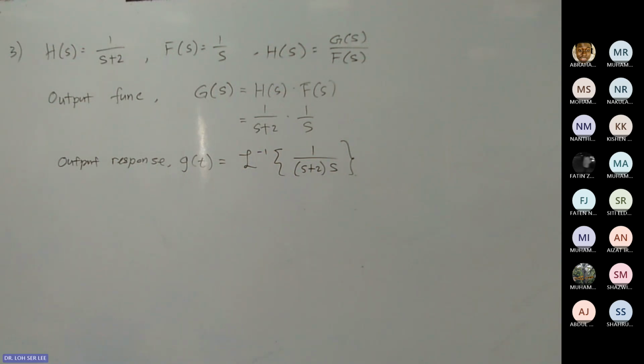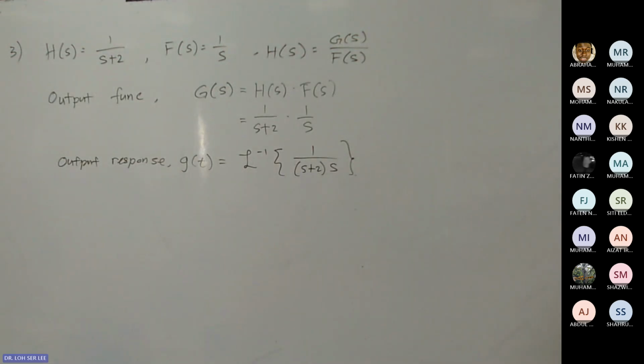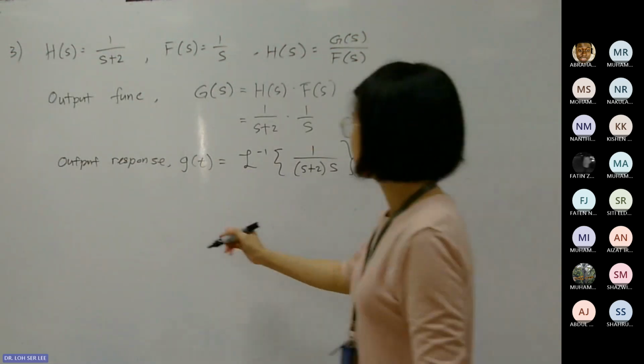You can use partial fraction or convolution theorem. Which one do you want to use? This is an option for you. If you want to use partial, I show partial. If you want to use convolution theorem, I show the convolution theorem. So, partial fraction.